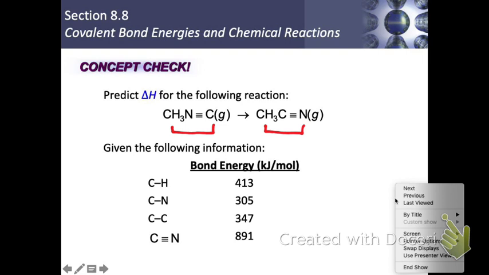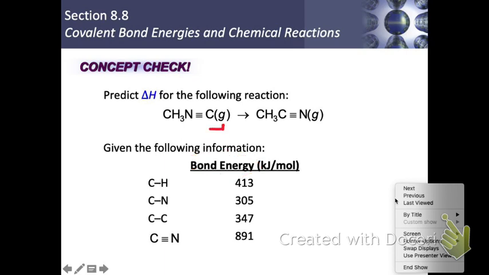Are they single bonds between carbon and hydrogen? Are they double bonds? We have to know what types of bonds we're breaking and what types of bonds we're forming, because the energies we use are the energies found within the bonds. So we've got to be able to draw Lewis structures correctly. That's why we introduced Lewis structures at the beginning of the chapter. So let's go Lewis structures first.